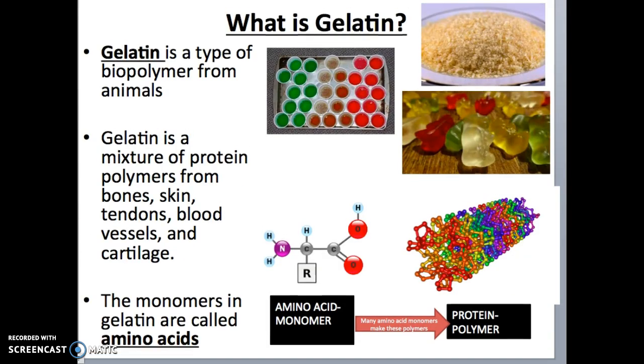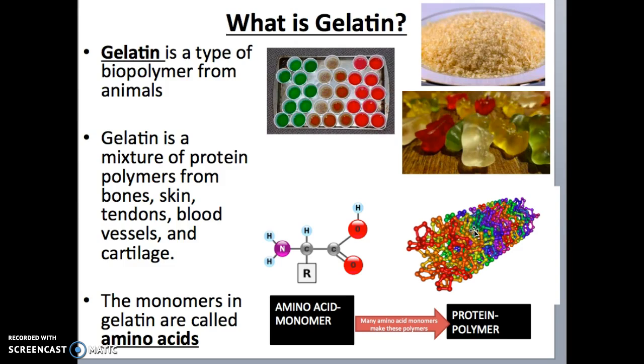Now let's talk about gelatin. So gelatin is not from plants. Gelatin is a biopolymer, but we extract them from animals. So it's a mixture of protein polymers from bones, skin, tendons, blood vessels, and cartilage of animal products. And this is what a protein polymer looks like.